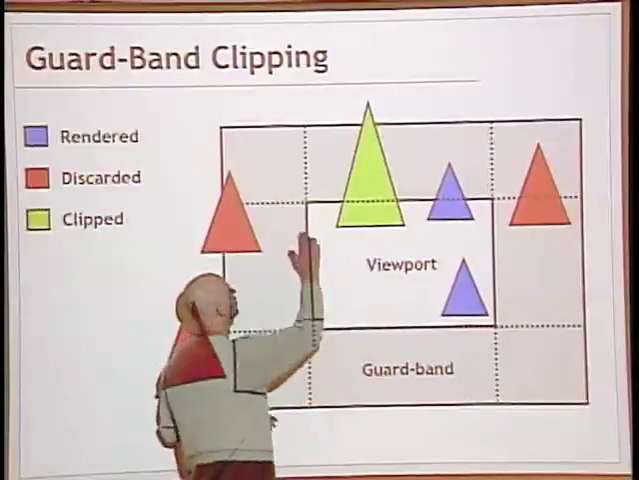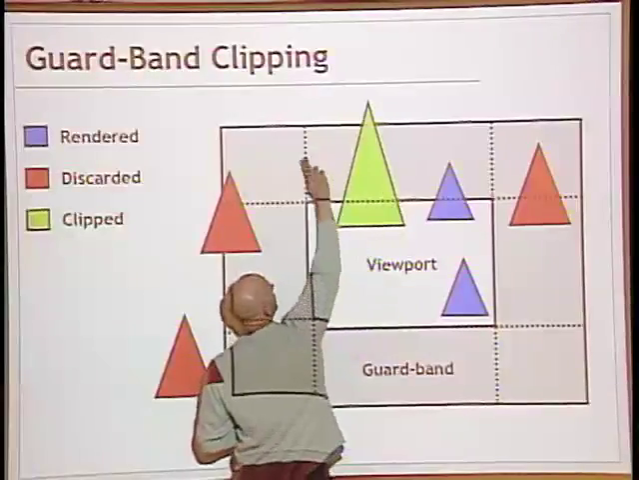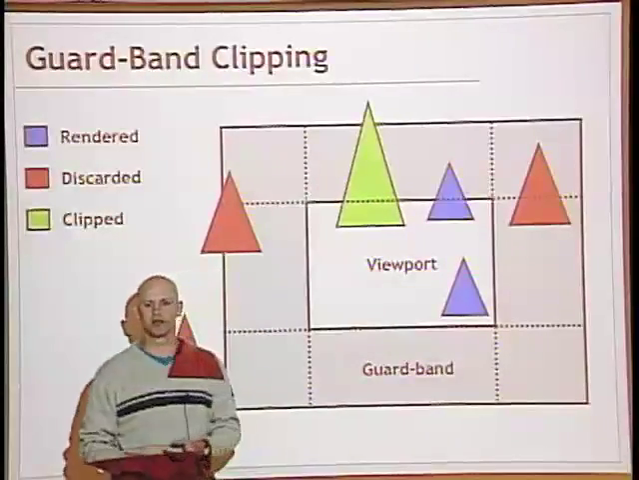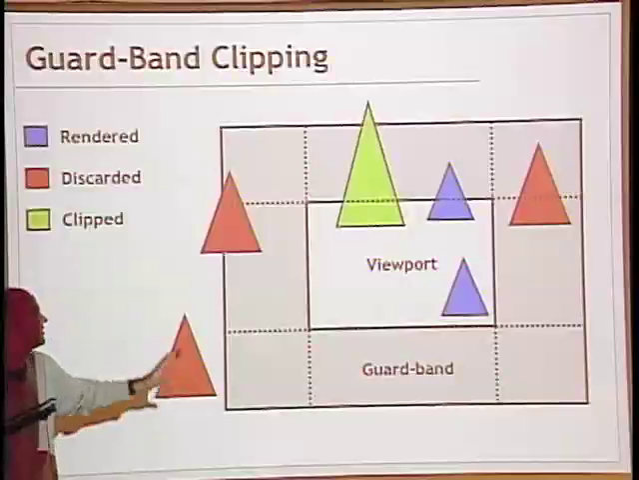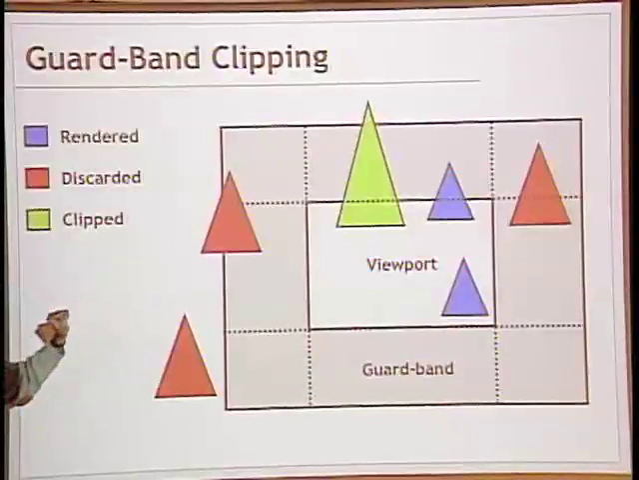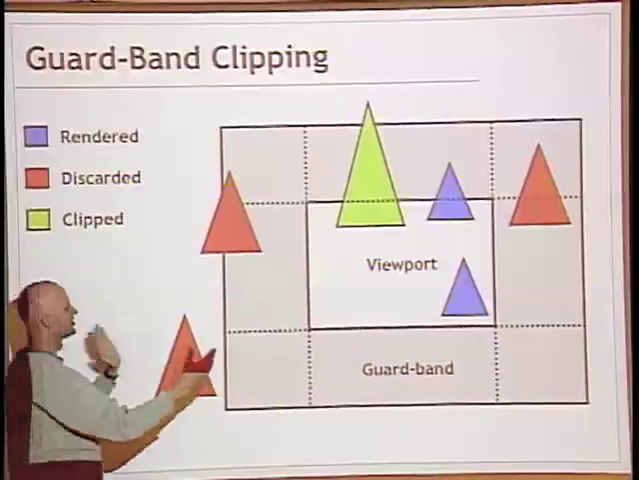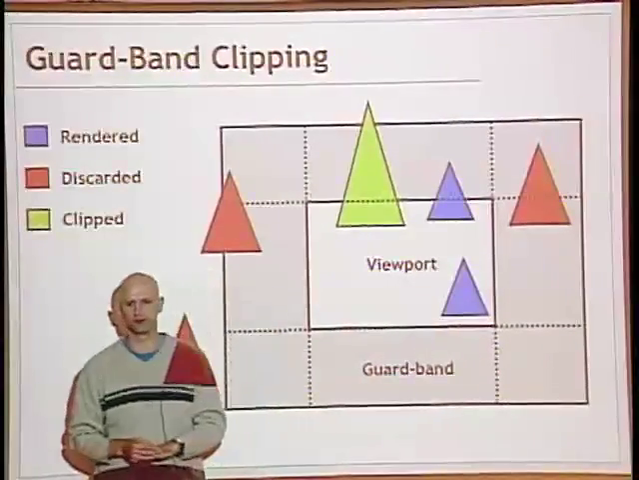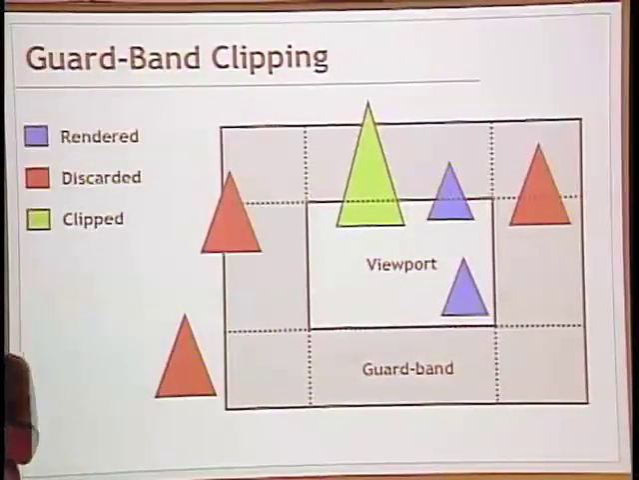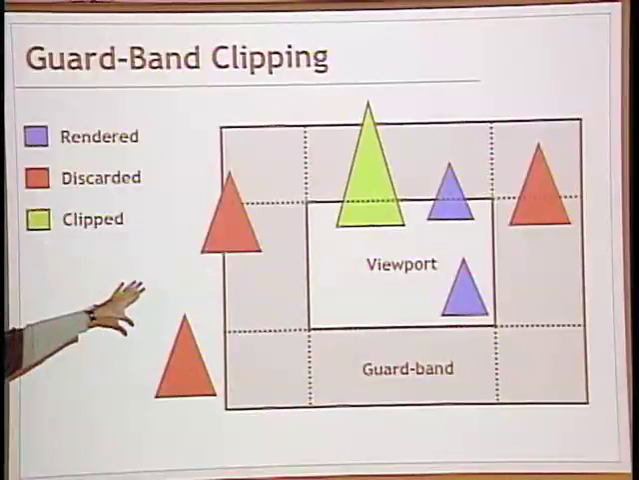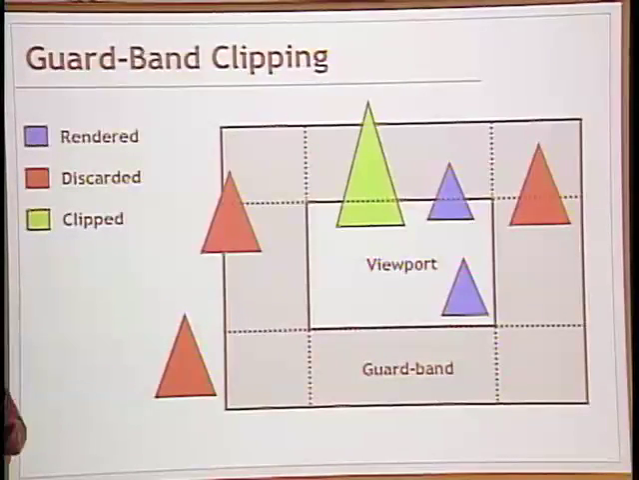If a polygon crosses the viewport line and the guard band line, then we know that we're going to have to clip it. But you notice when we look at this picture, we have to clip fewer triangles than we will if the size of the clipping band is the same as the size of the viewport. So we're going to have to do more work by having a guard band, but we're not going to have to clip as much. And we hate clipping. Clipping's really bad.